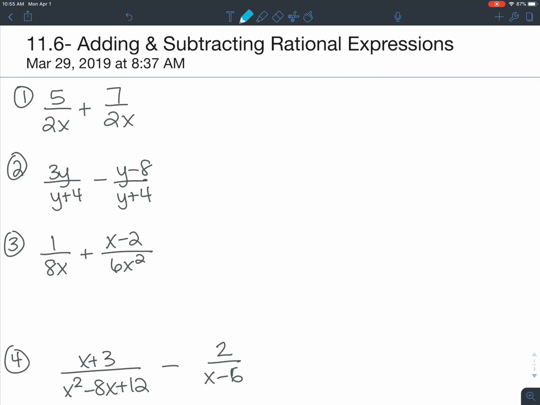Okay, so 11.6 is on adding and subtracting rational expressions, and we are going to do 4 problems today. The first 2 already have a common denominator, so it's actually quite easy. We just keep that denominator of 2x, and then we add 5 plus 7 to get 12. Now, once we add, we might be able to simplify. So since this can simplify by 2, this is going to become 6 over x.